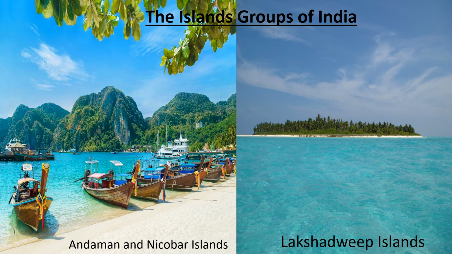And the next one is the Lakshadweep Islands, and these Lakshadweep Islands are of coral origin. It has a total geographical area of 32 square kilometers, and these islands are very famous for a great variety of flora and fauna.